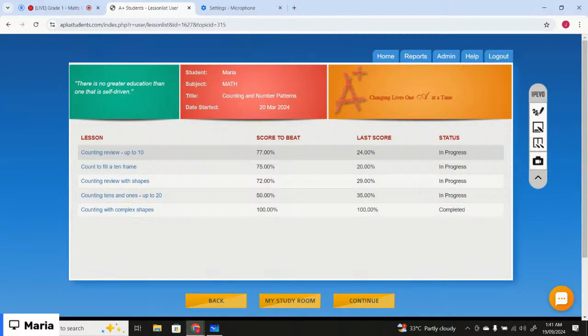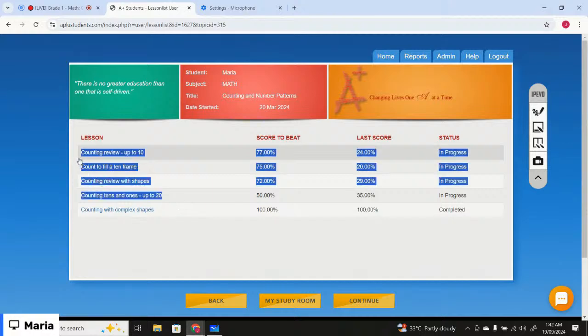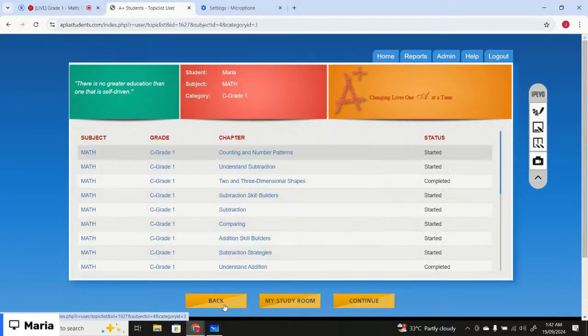So we were working on grade 1 math. The chapter we are working on is counting and number patterns. And the lessons we have covered today are counting review up to 10, count to fill a 10 frame, counting review with shapes, counting tens and ones up to 20. So please make sure before the next session you complete all the practice questions for the lessons we just did. That is your homework until next session, right?